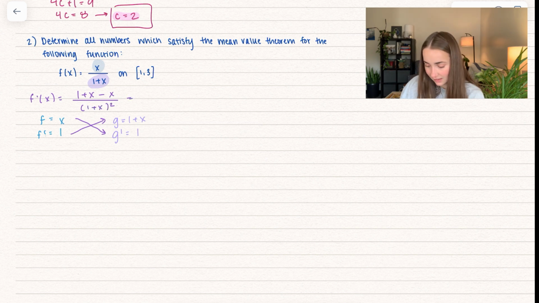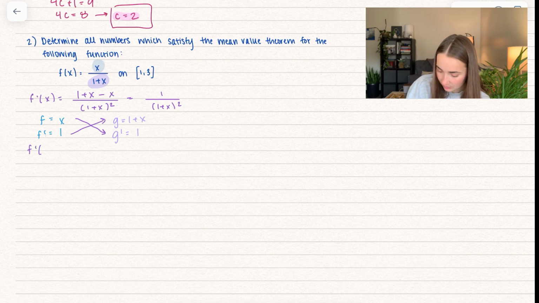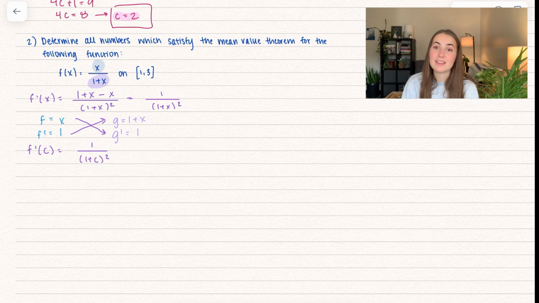And then notice here those x's cancel out. That's really nice. So we get 1 over 1 plus x quantity squared. So remember, we're trying to find f prime of c, so I'm going to go ahead and plug in that c value. And now we need to find that f of b minus f of a, blah, blah, blah. So we have our a is equal to 1, and our b is equal to 3. So I'm just going to plug both of those into the function.